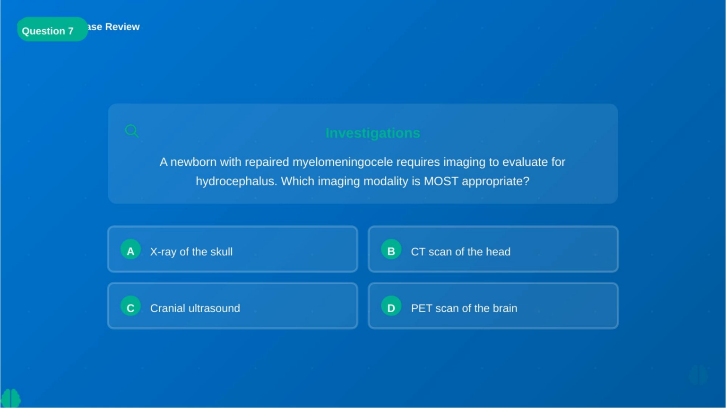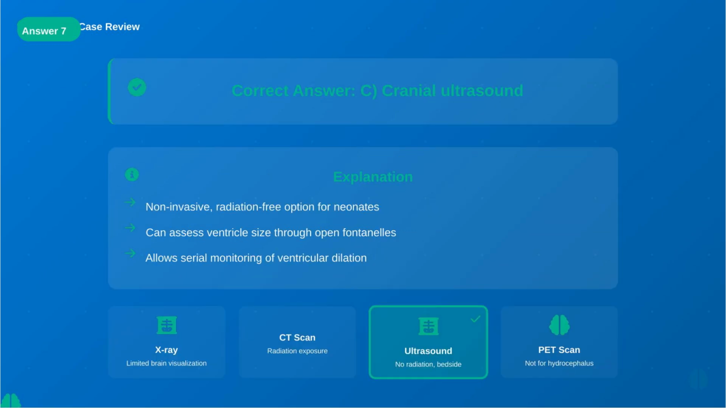Our next case involves a newborn with repaired myelomeningocele who requires imaging to evaluate for hydrocephalus. Which imaging modality is most appropriate? A. X-ray of the skull. B. CT scan of the head. C. Cranial ultrasound. Or D. PET scan of the brain? The correct answer is C.